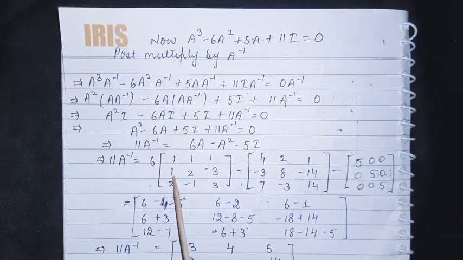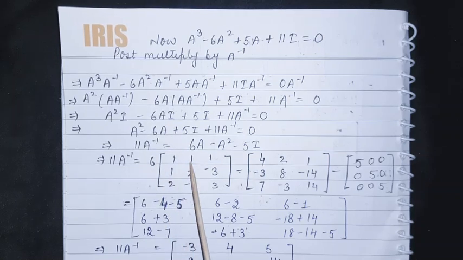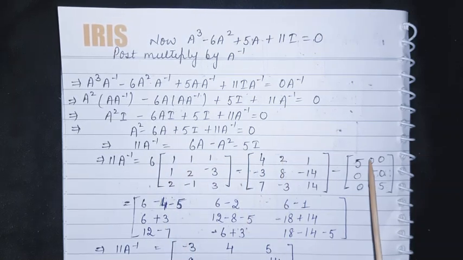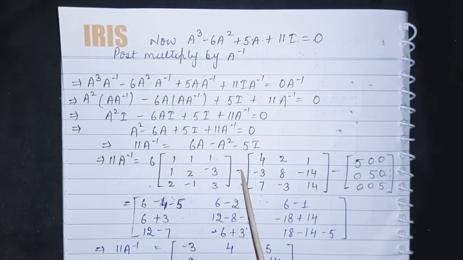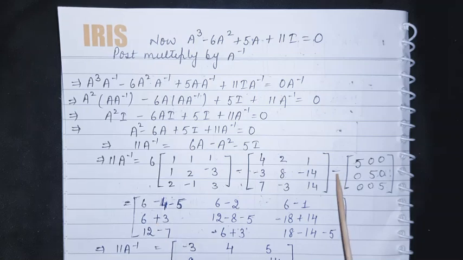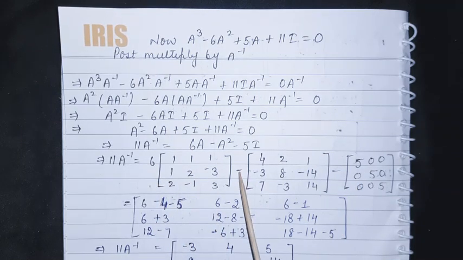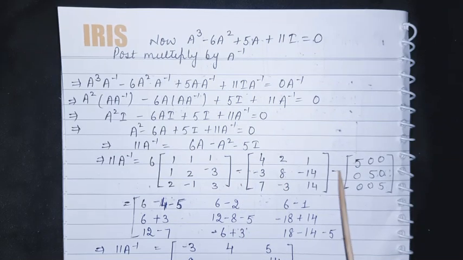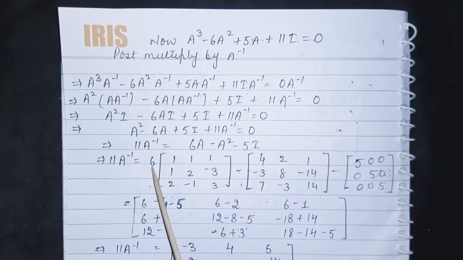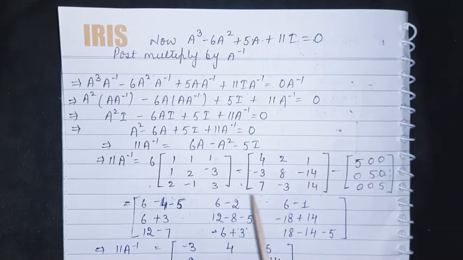Next will be 6 into 1 is 6, minus 2, and from here we'll get 0, so no need to write that. Then 6 into 1 is 6 minus 1, again 0, so we are not writing it. 6 into 1 is 6, minus 3 is plus 3, again 0, so we will not write. 6 into 2 is 12, minus 8, minus 5. 6 into minus 3 is minus 18, minus minus plus 14.